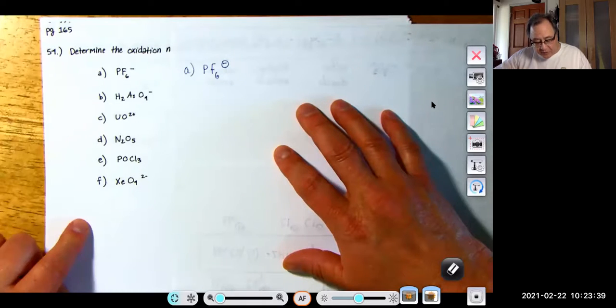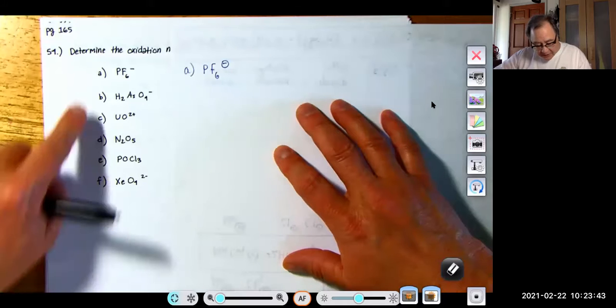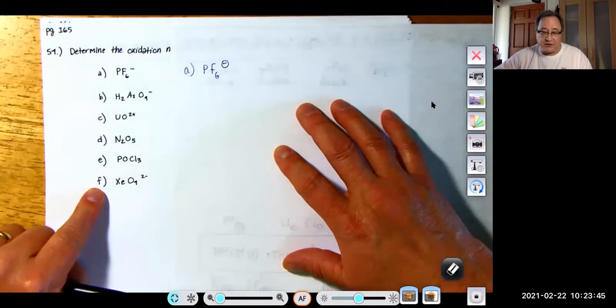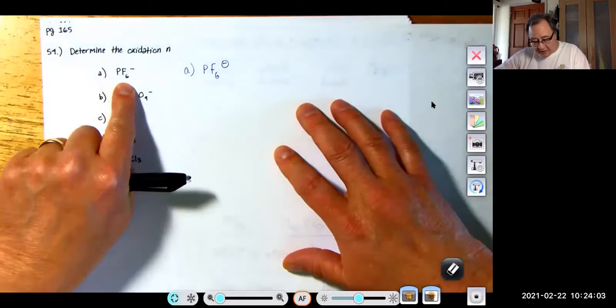Next thing I'm going to do is I'm going to look for monoatomic ions. And here, when I look at this, there are no monoatomic ions, so I don't use that rule. And then I use the next rule, which is fluorine in compounds is a -1, hydrogen is a +1, oxygen is a -2, and chlorine is a -1 in that order. So here I have a fluorine compound.